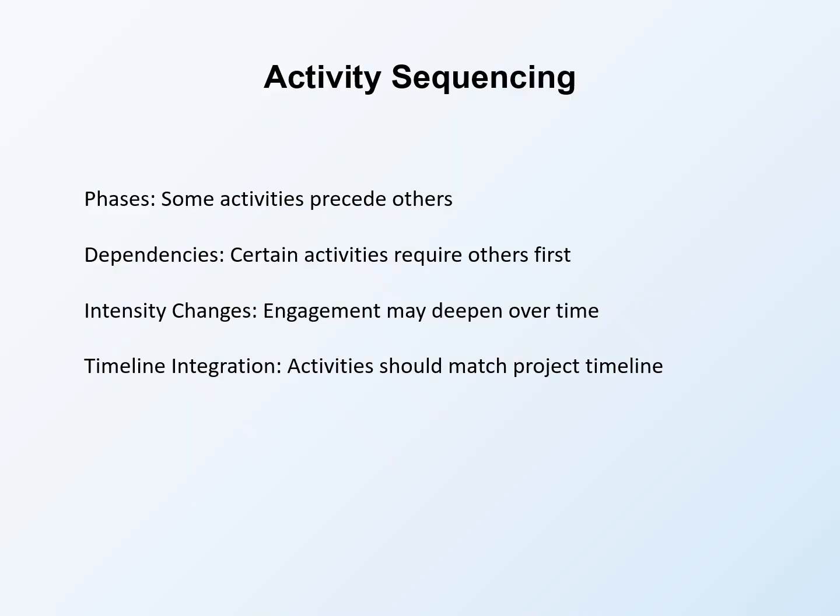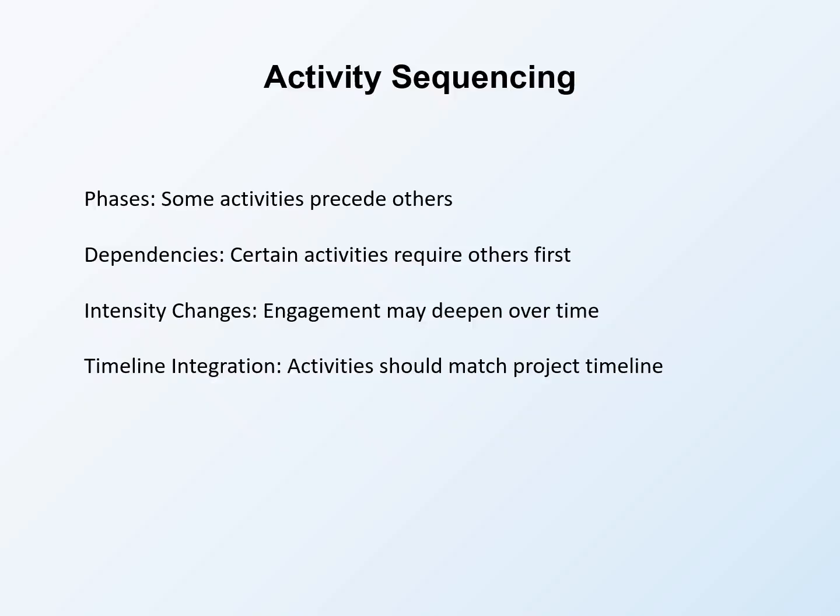Activity sequencing shows how activities unfold over time. Phases organize activities into stages. Initial outreach and enrollment might occur in Phase 1, intensive services in Phase 2, transition and follow-up in Phase 3. Dependencies identify activities requiring others first. Staff training must occur before service delivery. Partnership development must precede referral activities. Recruitment must happen before programming.